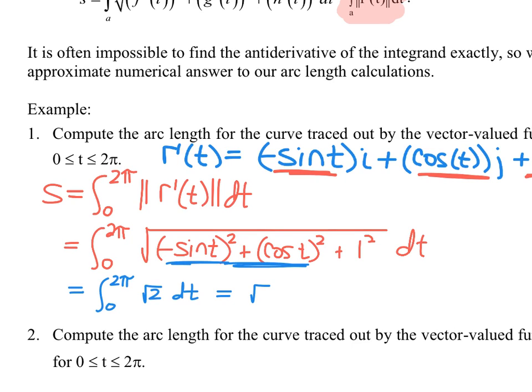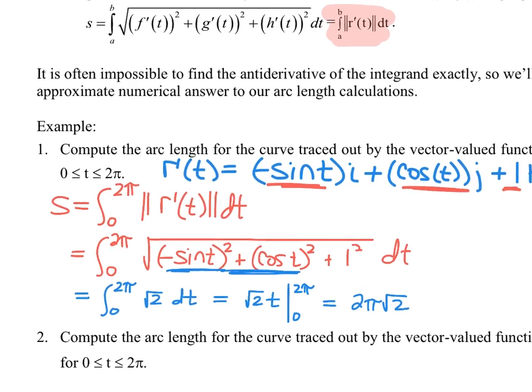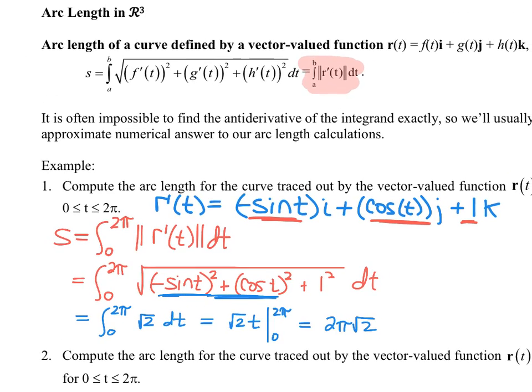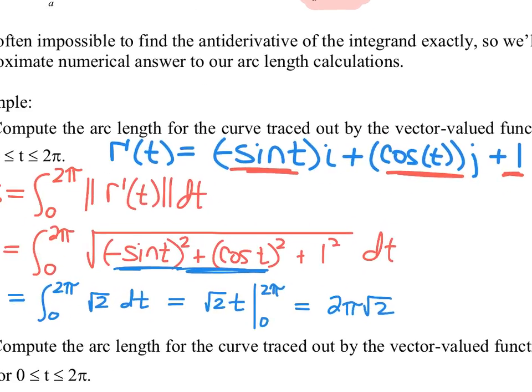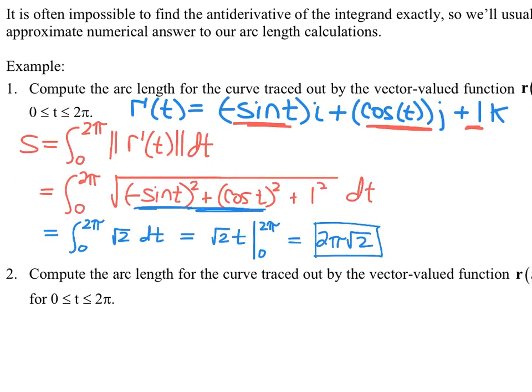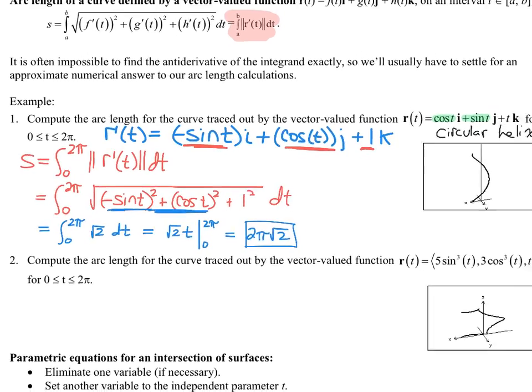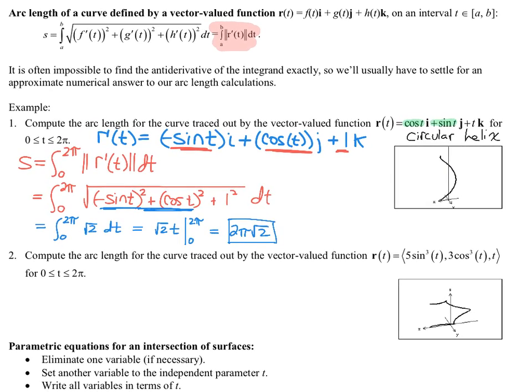Integrating that, I get radical 2 times t on the interval of 0 to 2 pi. So 2 pi radical 2. Like I said, you could put it in your calculator, but this is one of those rare instances where it's just easier to do it by hand.